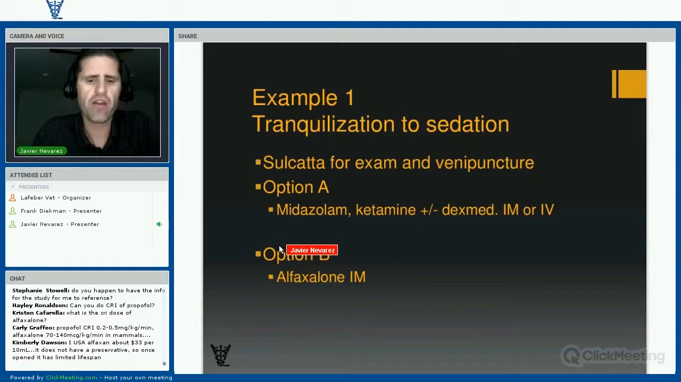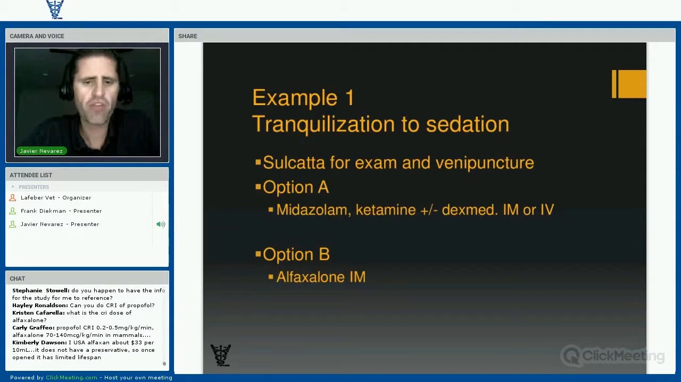Then the option B, like I mentioned already briefly, is alfaxolone. And we've had a lot of these sulcatas over the years that we did this combination on, and some of them we got really good results, some of them we didn't, and we kept dosing and dosing and overdosing. And some of the times we have some of these animals that eventually became tranquilized or sedated, but then they re-narcotize on you. And finally, they start absorbing all these drugs, and some of these animals take a really, really long time to recover.